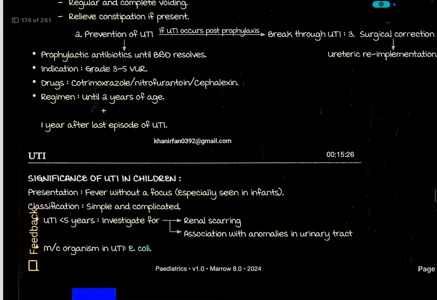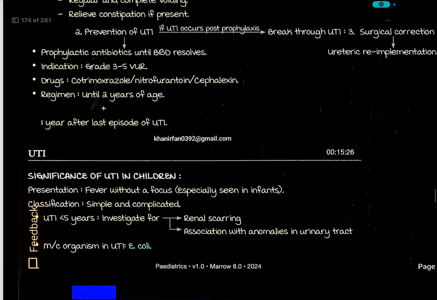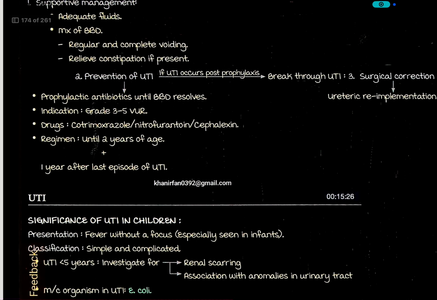UTI. Significance of UTI in children. Presentation: fever without a focus, especially in infants. Classification: simple and complicated. UTI in children less than 5 years: investigate for renal scarring and association with anomalies in the urinary tract. The most common organism in UTI is E. coli.